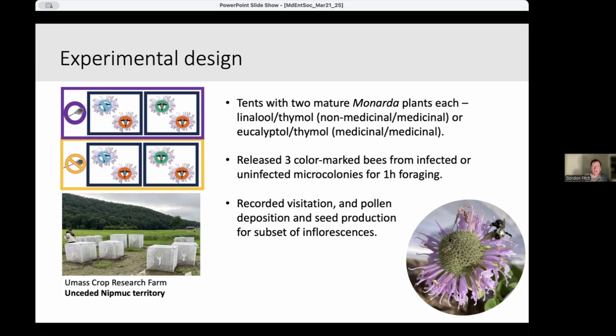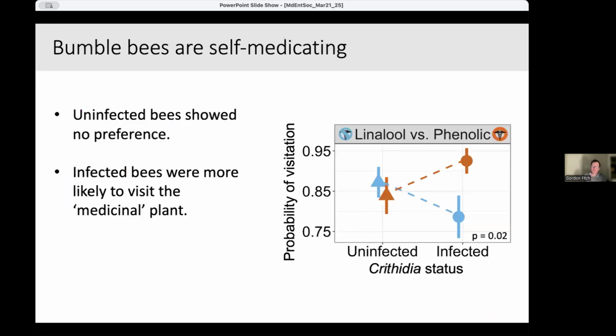And what did we find? Well, the first thing that was super exciting is that these bumblebees do seem to be self-medicating. So consistent with our hypothesis, you can see in this graph that on the left, we have our bees that are not infected with the disease, and on the right, the infected bees. In blue are the non-medicinal plants, and in orangey red, the medicinal ones.